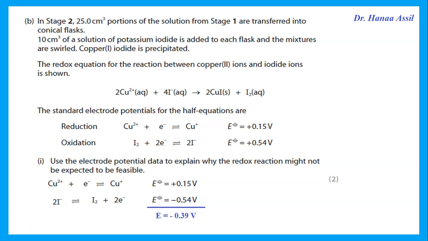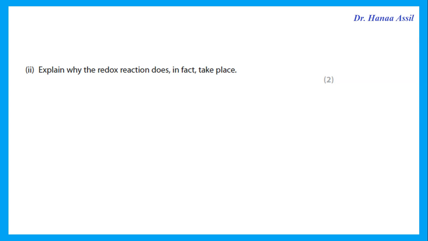Now, to get the E cell, we add up these two electrode potentials, but the result comes out as a negative value. And you should know that if the E cell is negative, then the reaction is not feasible. So actually the reaction he's making shouldn't work. It's not feasible. But he's asking you to explain why, even though the E cell is negative, the reaction takes place.